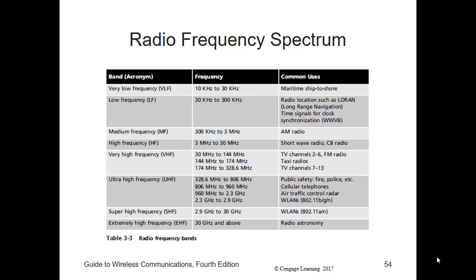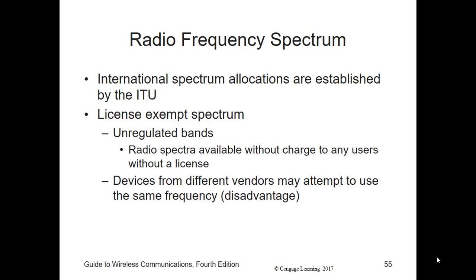Okay. Now, although a license from the FCC is required to send and receive on a specific frequency, there is a notable exception. Okay, it's known as a license exempt spectrum, or unregulated bands. The unregulated bands are, in effect, the parts of the frequency spectrum that are available to any users nationwide without charge and without a license. Devices that use these bands can be either fixed or mobile. The FCC designated the unregulated band to promote the development of a broad range of new devices and stimulate the growth of new industries.